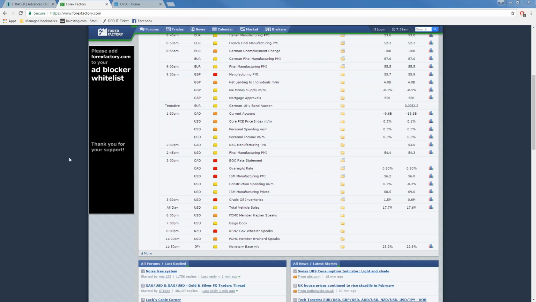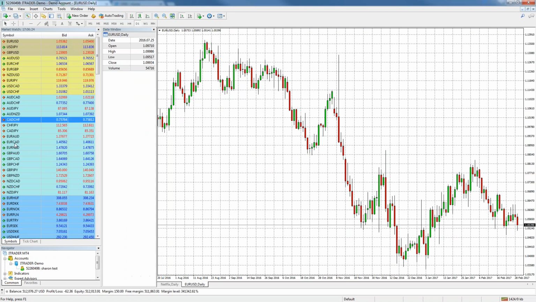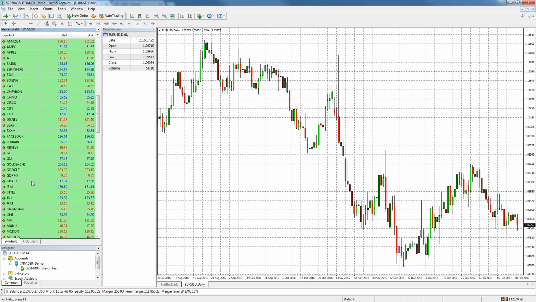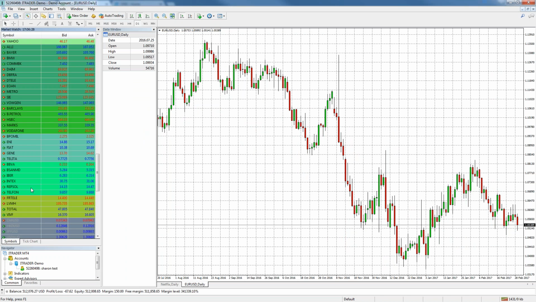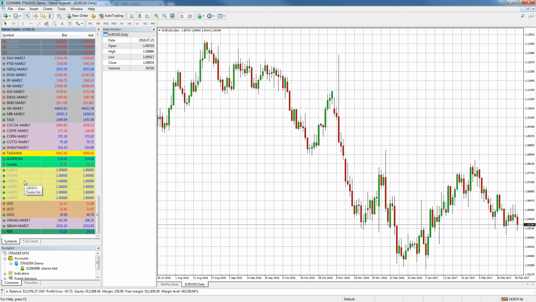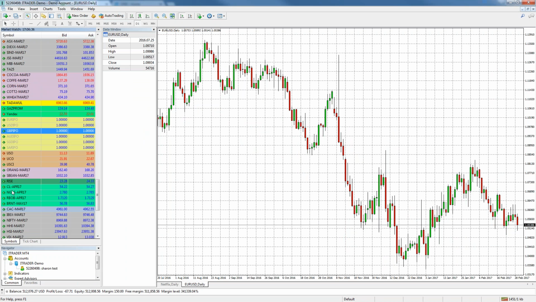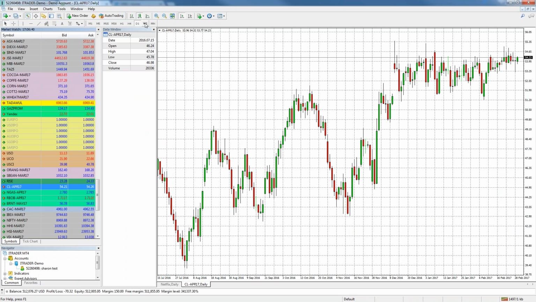All right, let's go to the MetaTrader. Let's go to CL. CL stands for crude oil. You can find it down here with all the energy assets. Let's show all. And there you go. CL crude oil, I take it and I put it on the chart.